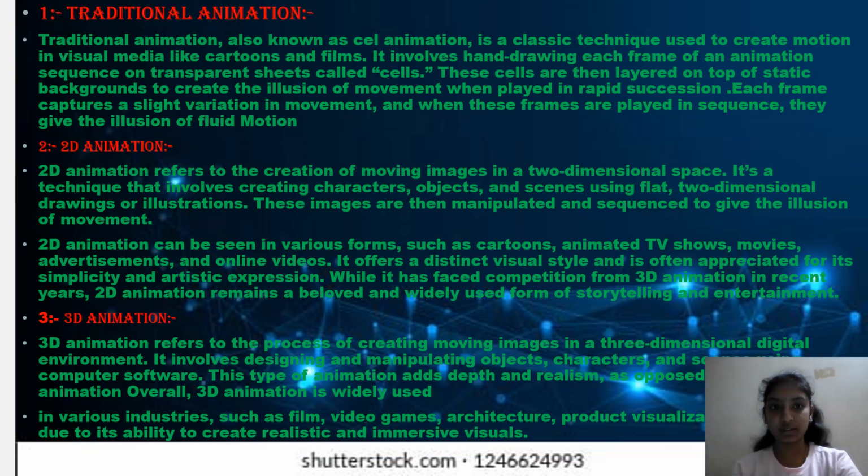Traditional animation. It is also known as cell animation, a classical technique used to create motion in visual media like cartoons and films. It involves hand drawing each frame of an animation sequence on transparent sheets called cells. These cells are then layered on top of a static background. Each frame captures a slight variation in movement, and when these frames are played in sequence, they give the illusion of fluid motion.